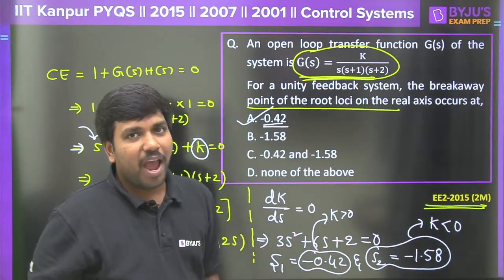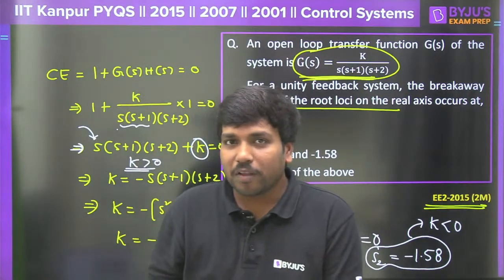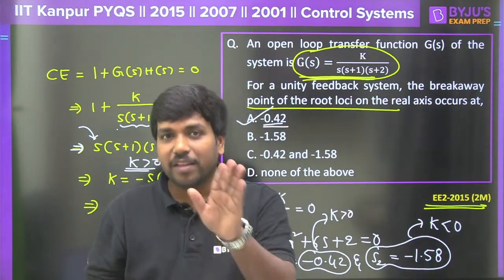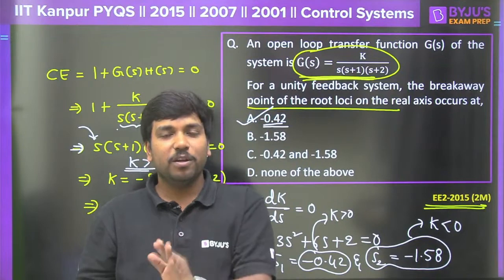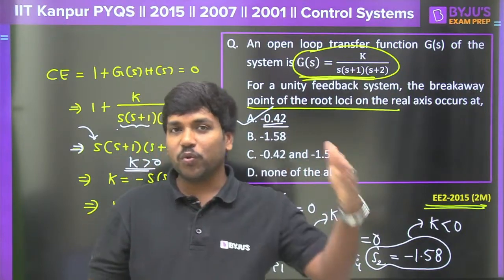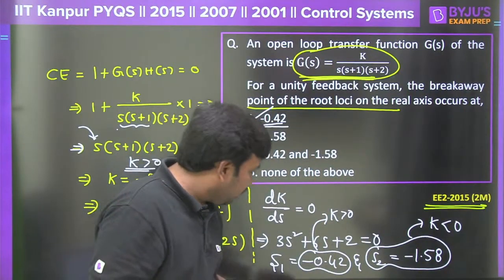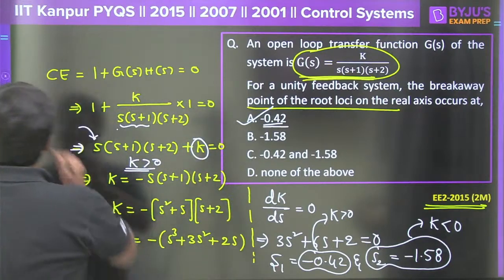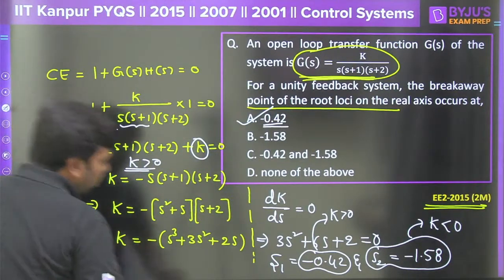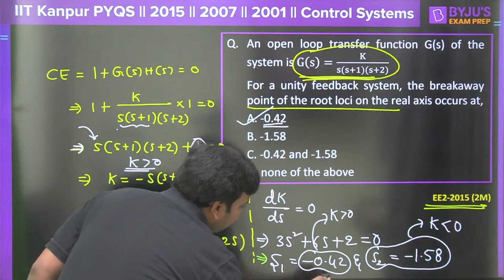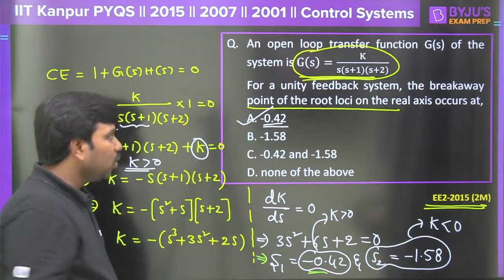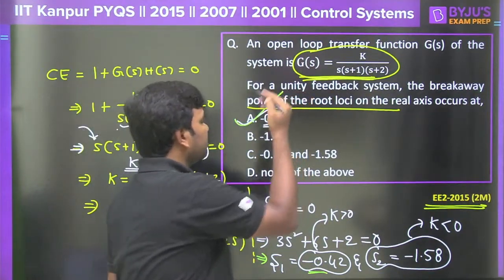What does it mean? As you all know, root locus is a plot that is constructed generally for the positive gain, right? Means k greater than or equal to 0. Correct? So that means S1 is the point which is validating the fundamentals of the root locus. Therefore, I can go with option A.